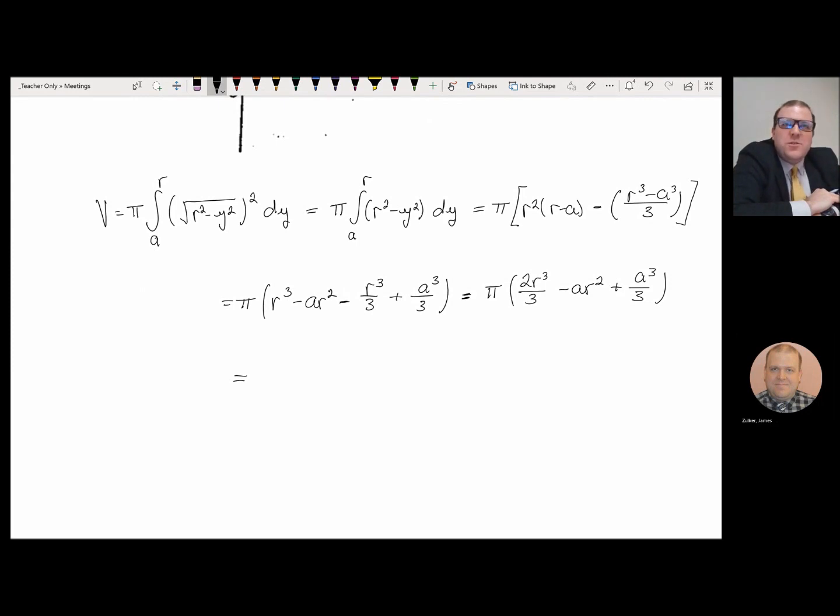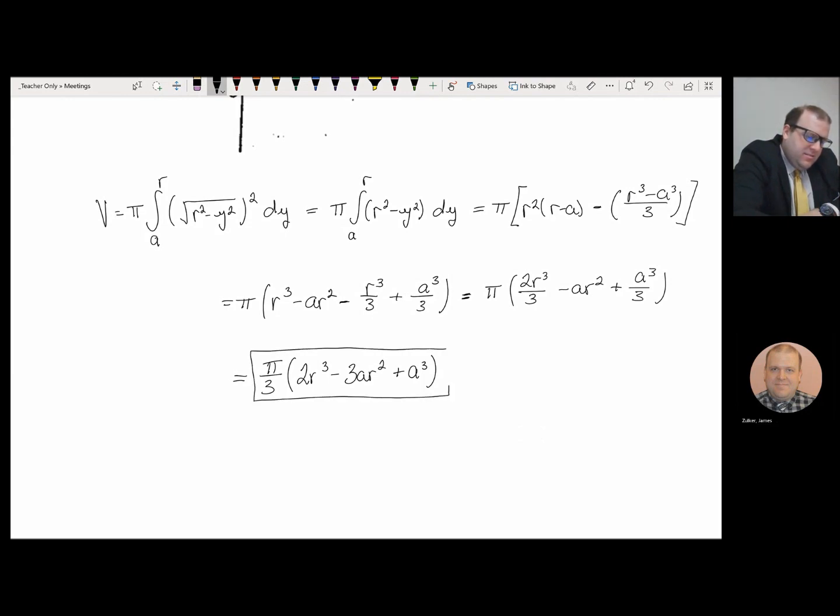Or if you prefer fewer fractions, back out the 1/3. And in fact, this is what is used as the formula for the volume of a polar cap.